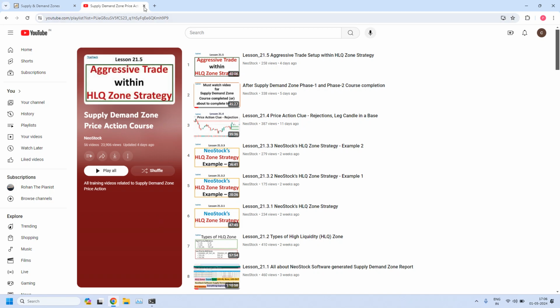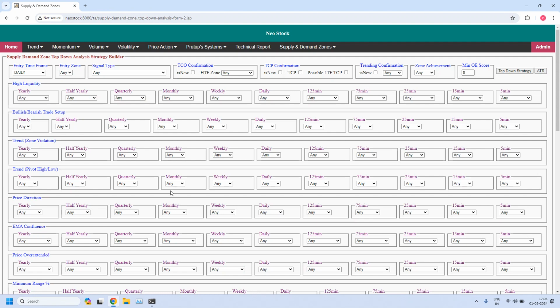Now let's get into the report generation. So we are using the NeoStock software supply demand zone top-down analysis strategy builder. From here, first let us generate a bullish trade setup for monthly income trade. For monthly income trade, entry time frame is daily. For bullish trade setup, entry zone should be demand zone. And also for the bullish or bearish trade setup parameter in daily time frame, I am selecting the value bullish.